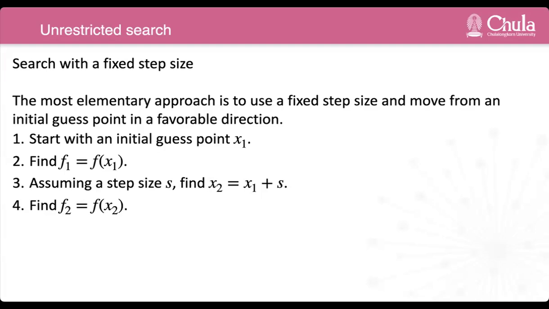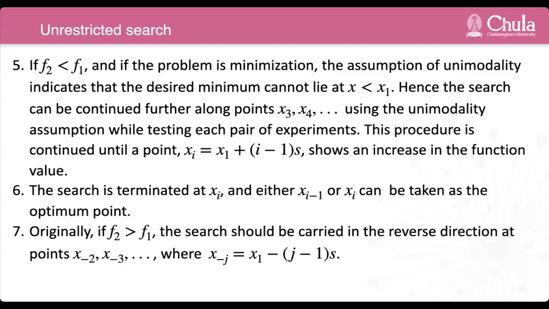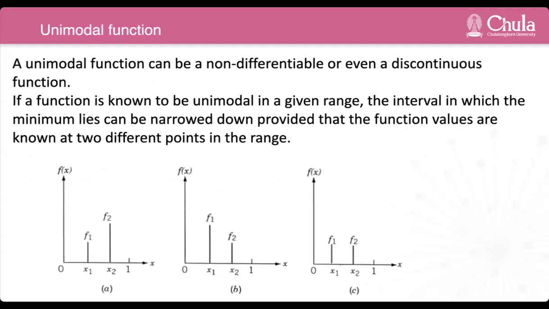Okay, so the next one is search with a fixed step size. This is the most elementary approach. We use a fixed step size and move from the initial guess point to find a new point. We assume the step size of S, define x2, which is x1 plus S, and find f2. Then you have f1 and f2, right? And then you can compare f1 and f2 like this.